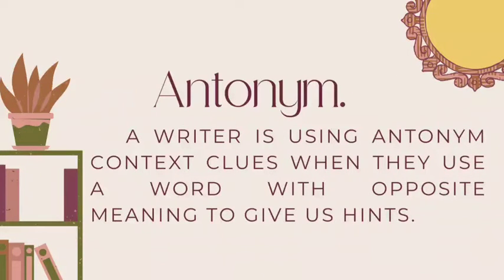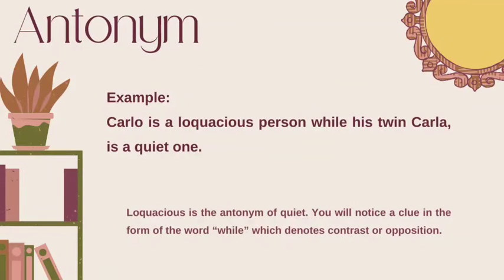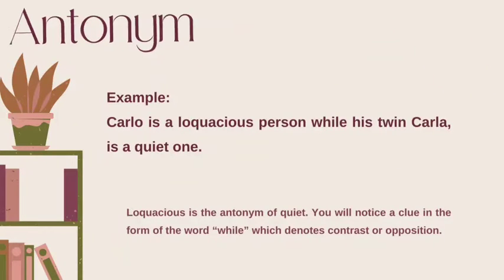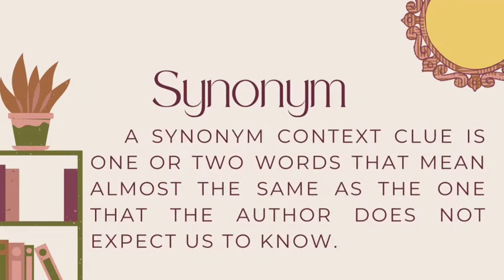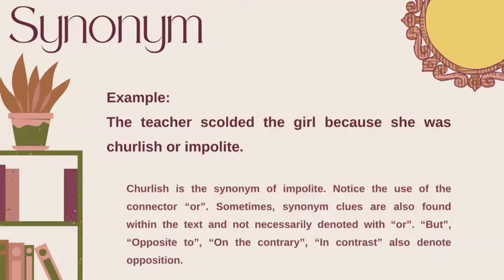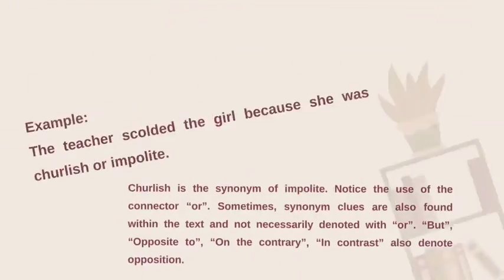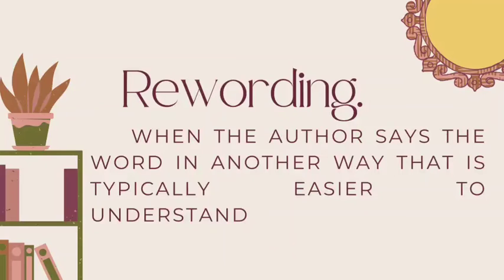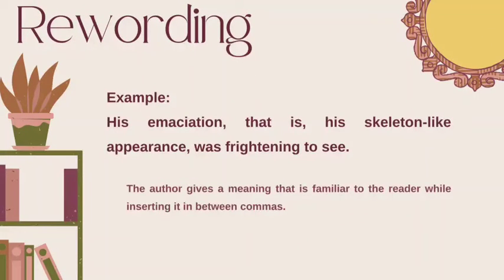Antonym. A writer is using antonym context clues when they use a word with opposite meaning to give us hints. Here's an example. A synonym context clue is 1 or 2 words that mean almost the same as the one that the author does not expect us to know. Here's an example. Rewording. When the author says the word in another way that is typically easier to understand. Here's an example.